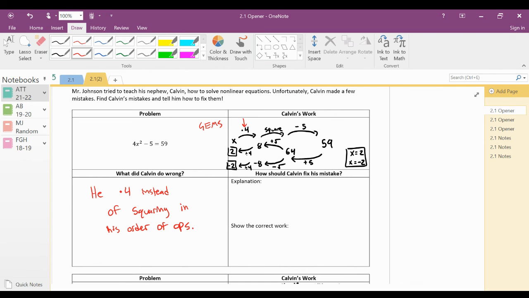So how should Calvin fix his mistake? To me, I would say he needs to start at the beginning and write out the correct order of operations. So he should start over and make sure to square x first.